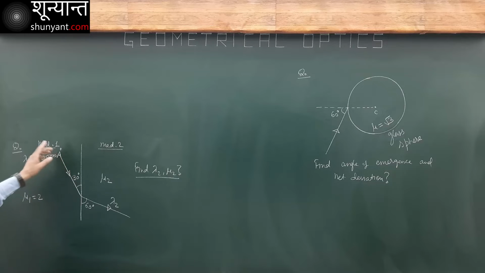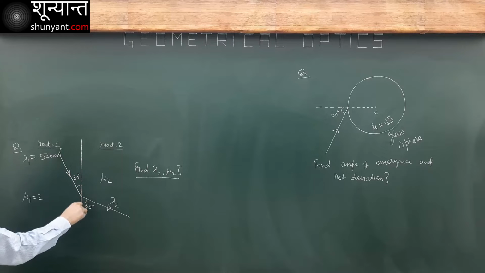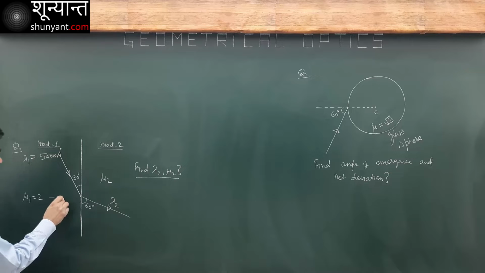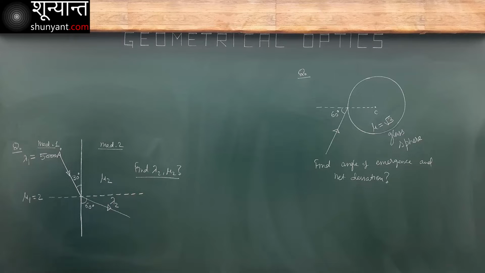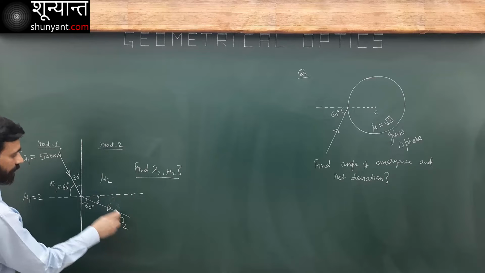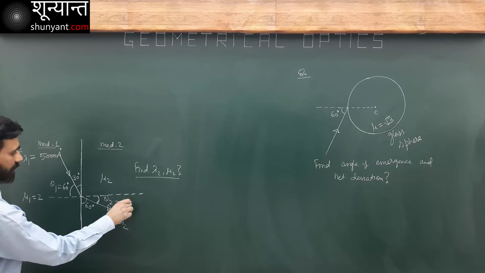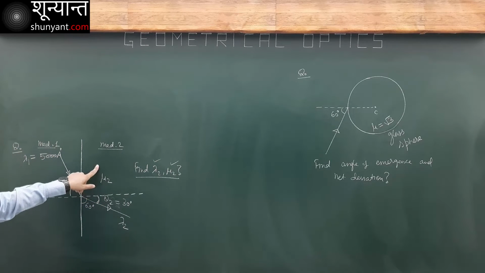Anyway, so this is the interface. At this point, light is changing the medium. First thing we do is to draw a normal, because I have to measure the angles from normal. So this angle here will be theta 1, this will be 60 degree. And the angle here will be theta 2, this will be 30 degree. I have to find lambda 2 and mu 2 both: the refractive index of this medium and wavelength in this medium.